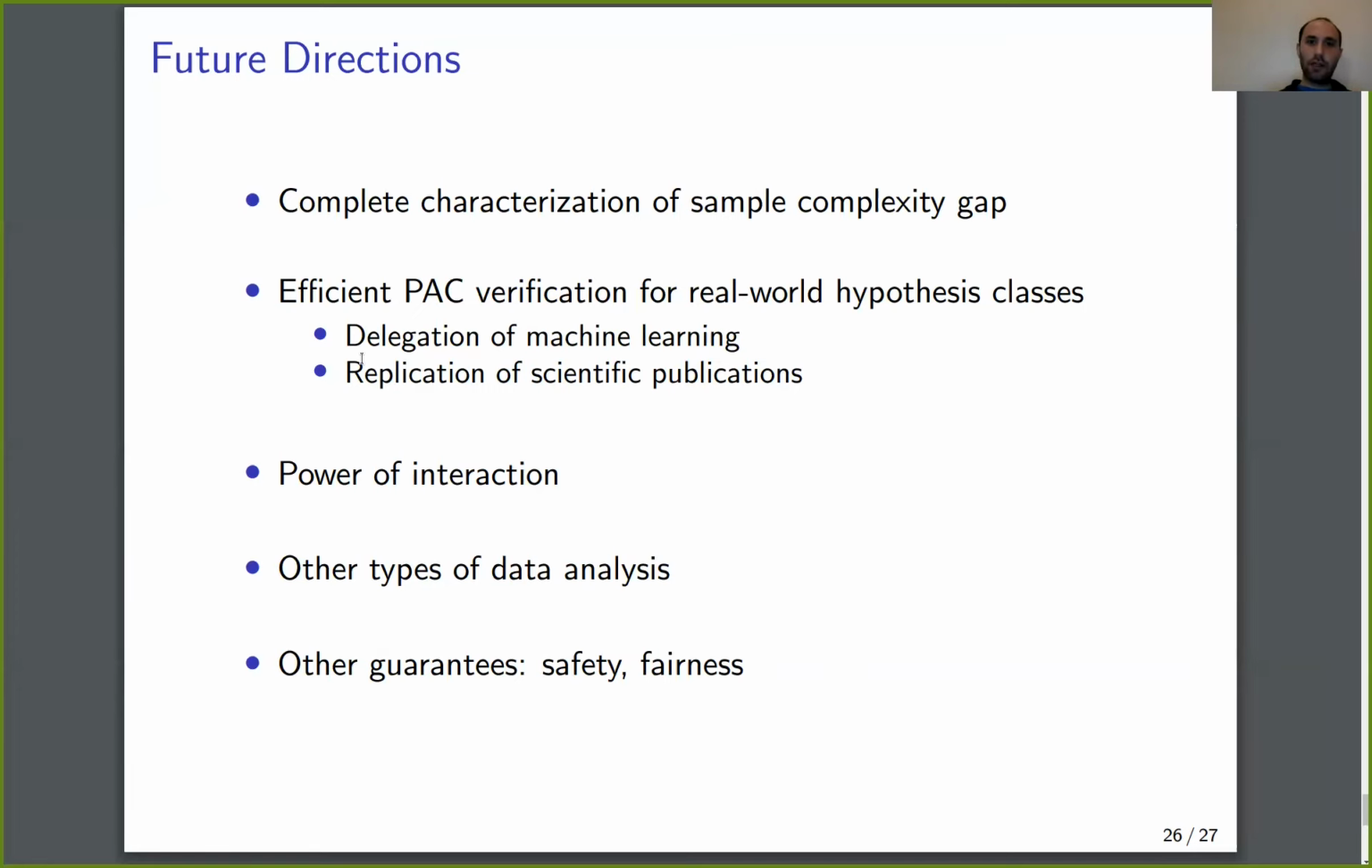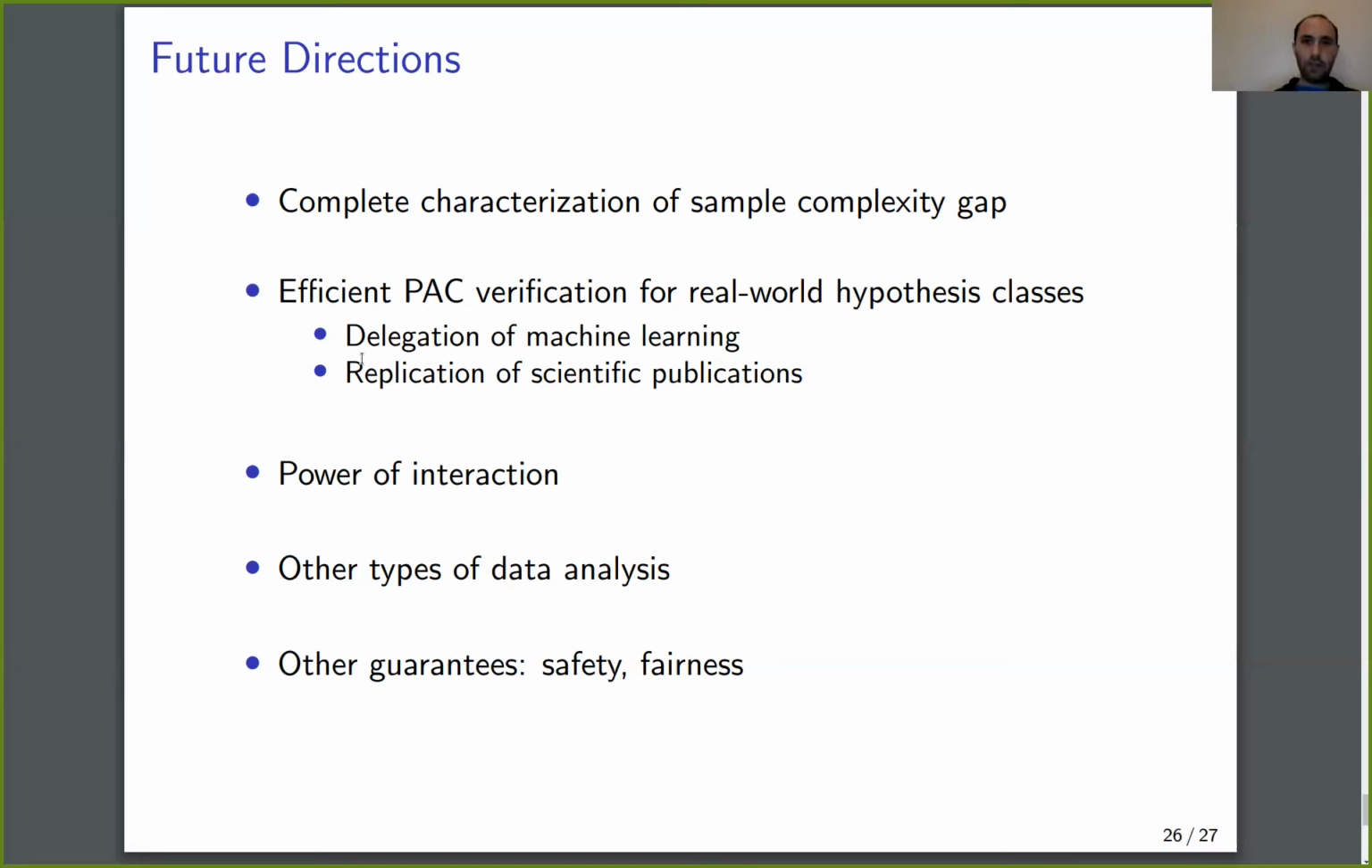Another direction is to show efficient PAC verification interactive proofs for some real-world hypothesis classes. So for instance, if you're thinking about delegation of machine learning, can you do PAC verification for some actual real-world classes that people use in real-world machine learning settings, like random forests, neural networks, SVMs, and so on.